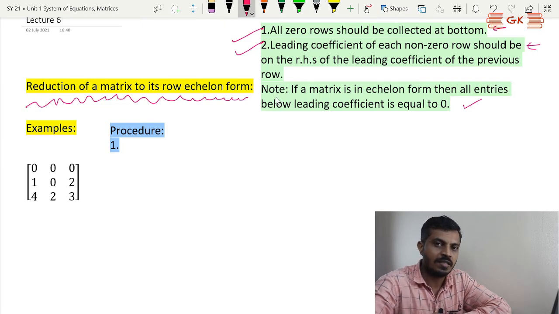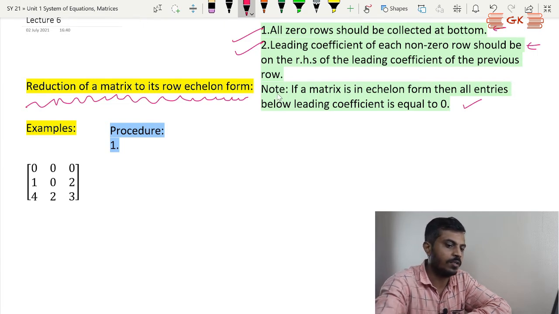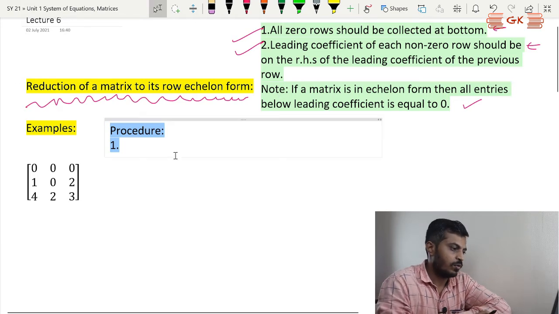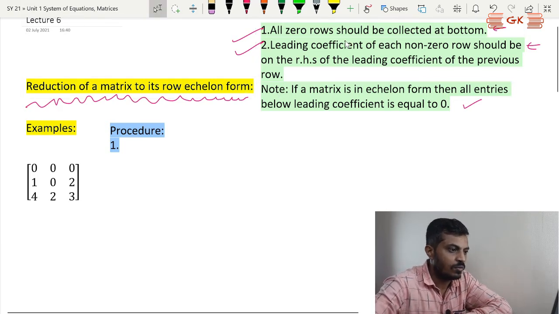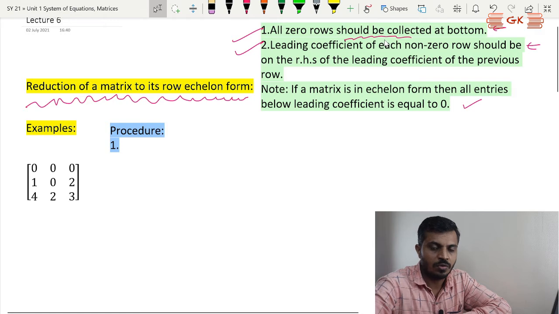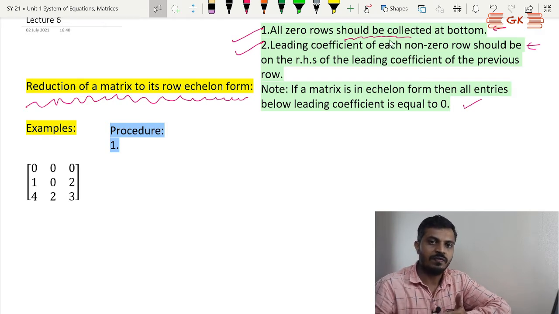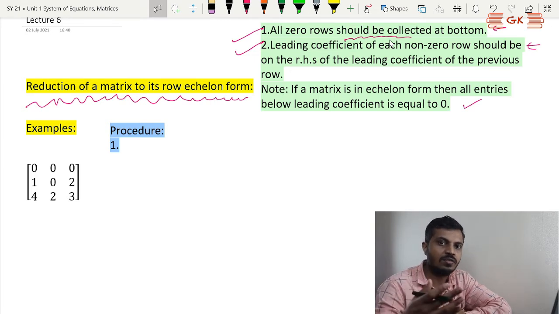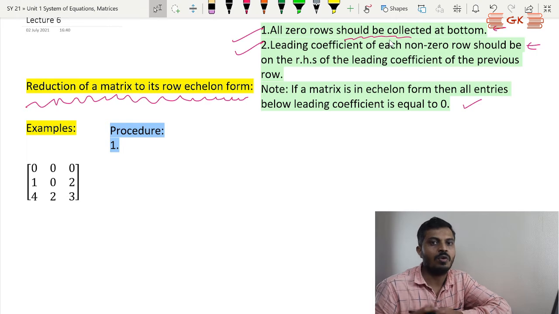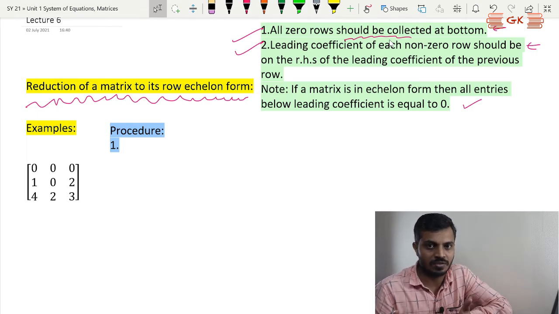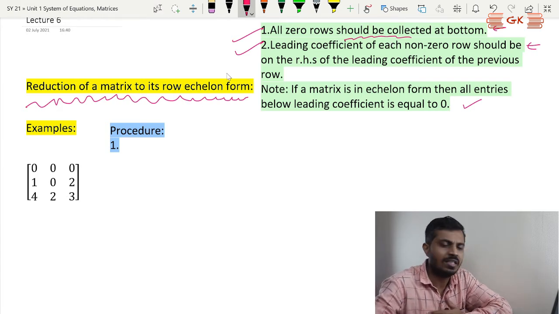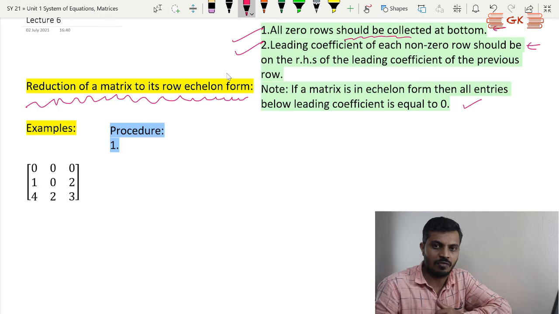So there is a standard process that we are going to follow here. So let us learn what is that process. As the first condition says that all the zero rows should be collected at bottom, that is exactly what we are going to do. If a certain matrix is given to us, first of all we will shift all the zero rows of that matrix to the bottom, obviously if the matrix has zero rows. Sometimes it may happen that the matrix may not have zero rows, so in that case we will directly jump towards what? The second condition of row echelon form.